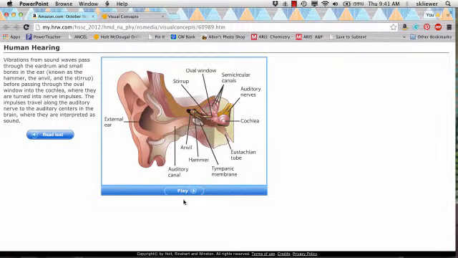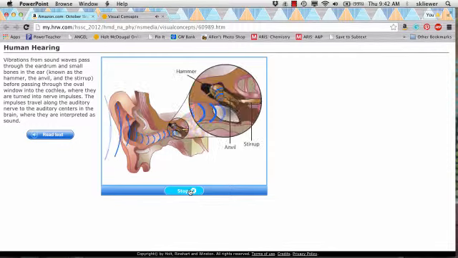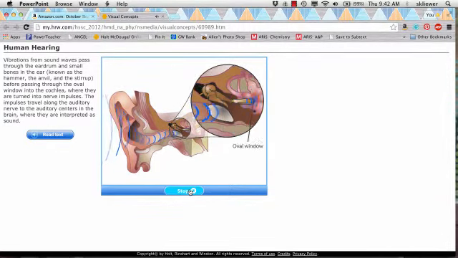Let's look at this video looking at how sound works in the ear, and we'll talk about human hearing. Sound wave vibrations in the air pass through the auditory canal and cause the tympanic membrane, or eardrum, to vibrate. These vibrations are transmitted through the small bones of the middle ear to the oval window, a thin membrane which separates the middle ear from the inner ear.